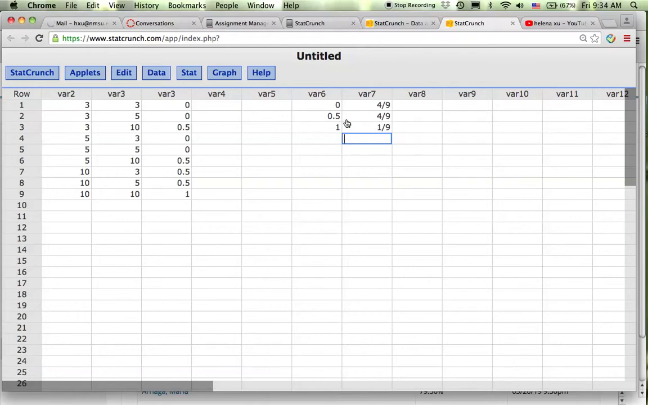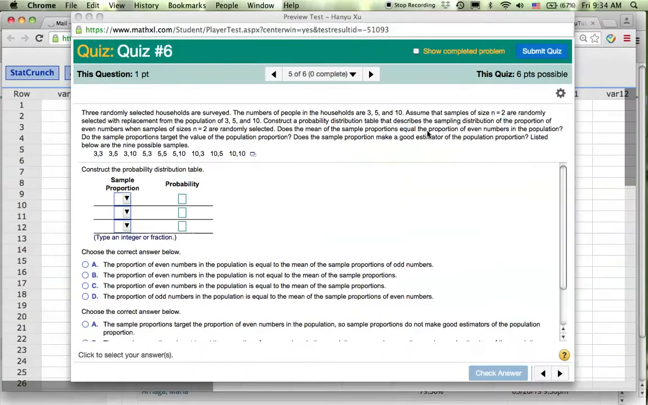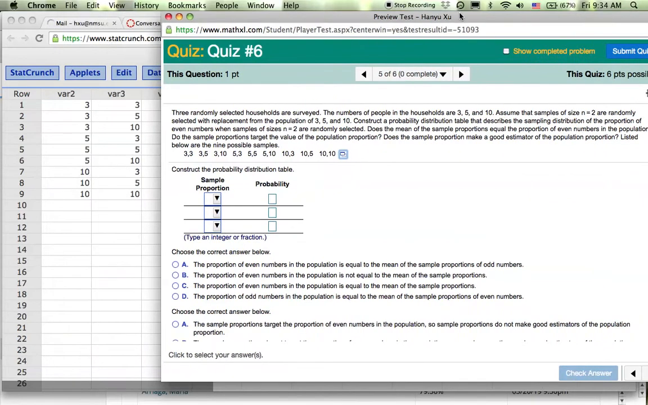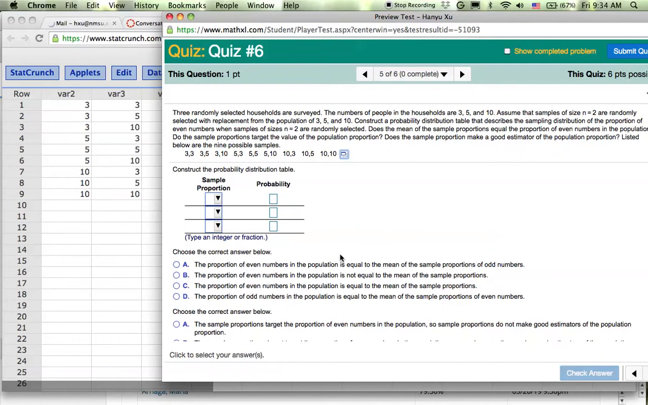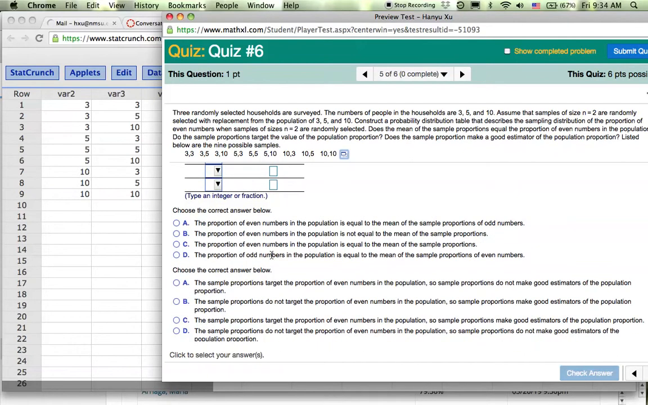So this part will answer the table part of the question. In other words, this constructs the probability distribution table. You just need to fill in those numbers. And then it asks whether the proportion of even numbers in the population is equal or not equal to the mean of the sample proportions. And then it asks whether the sample proportion targets the population proportion.